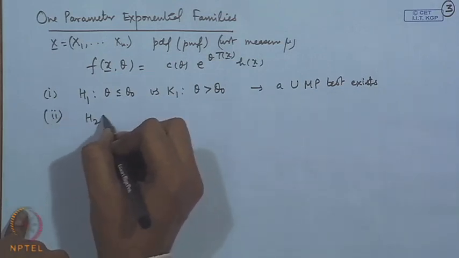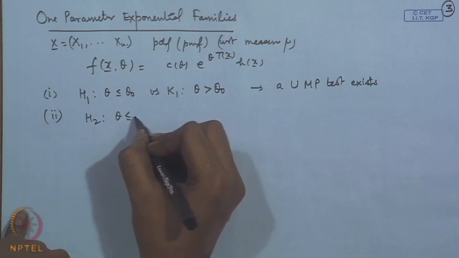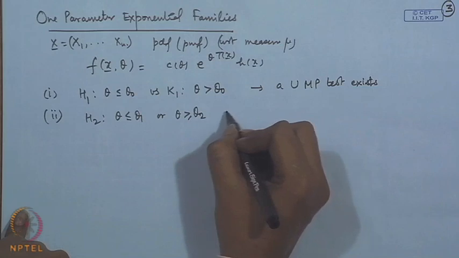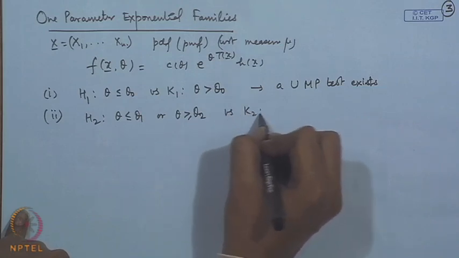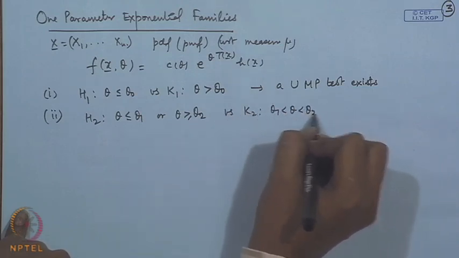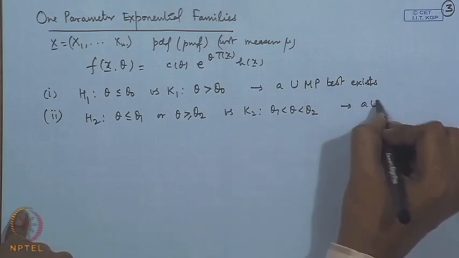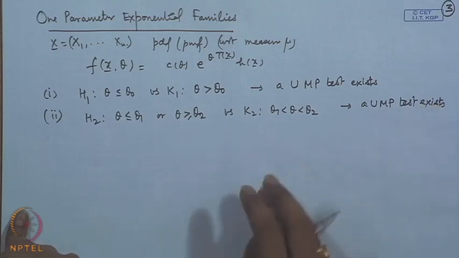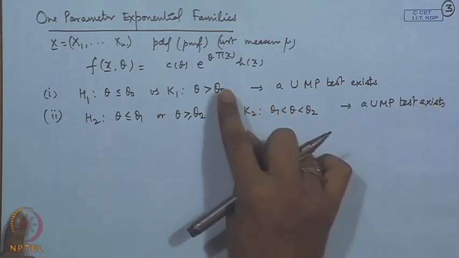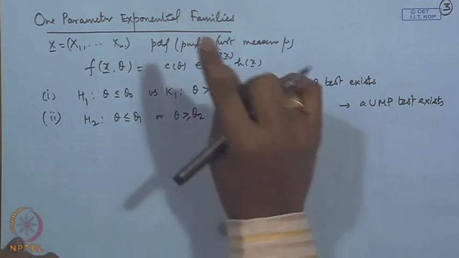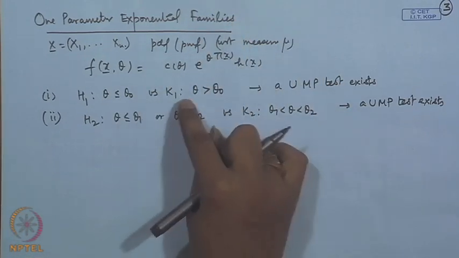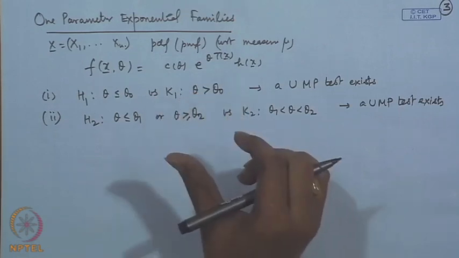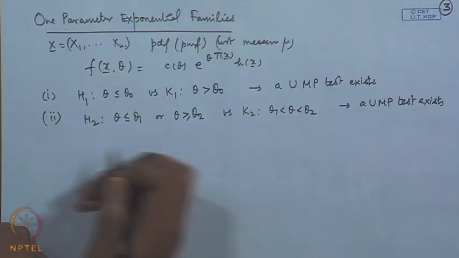Let us consider, say, theta less than or equal to theta 1 or theta greater than or equal to theta 2 against, say, theta 1 less than theta 2. In this case also a UMP test exists. So, in lecture 24 we have given the form of these tests, and in the previous lecture 25 I have given several applications of these two tests, and the form of the UMP test has been derived.